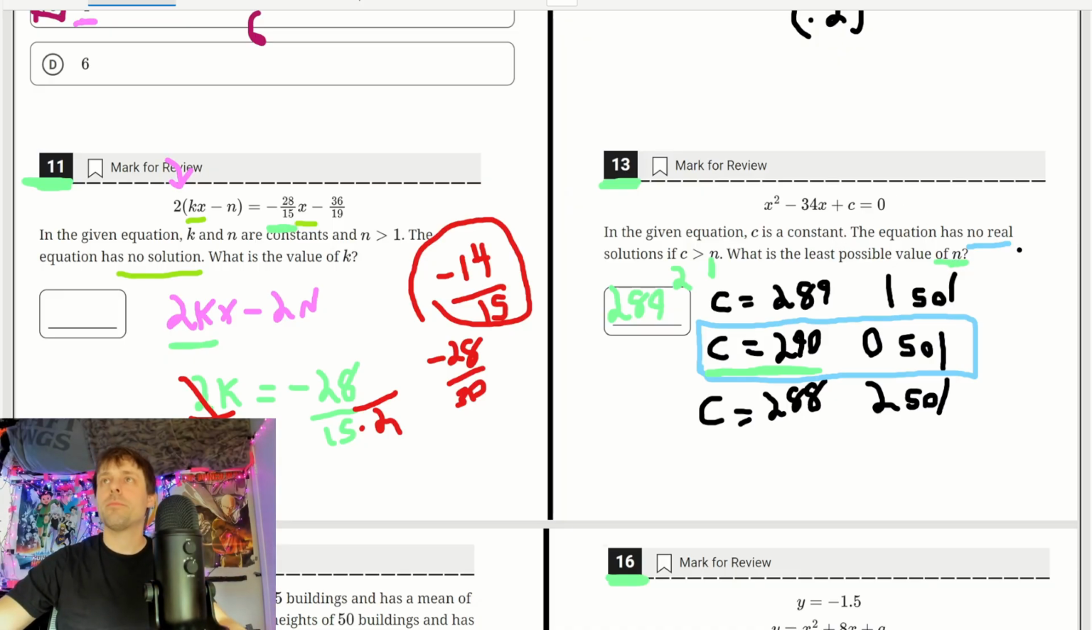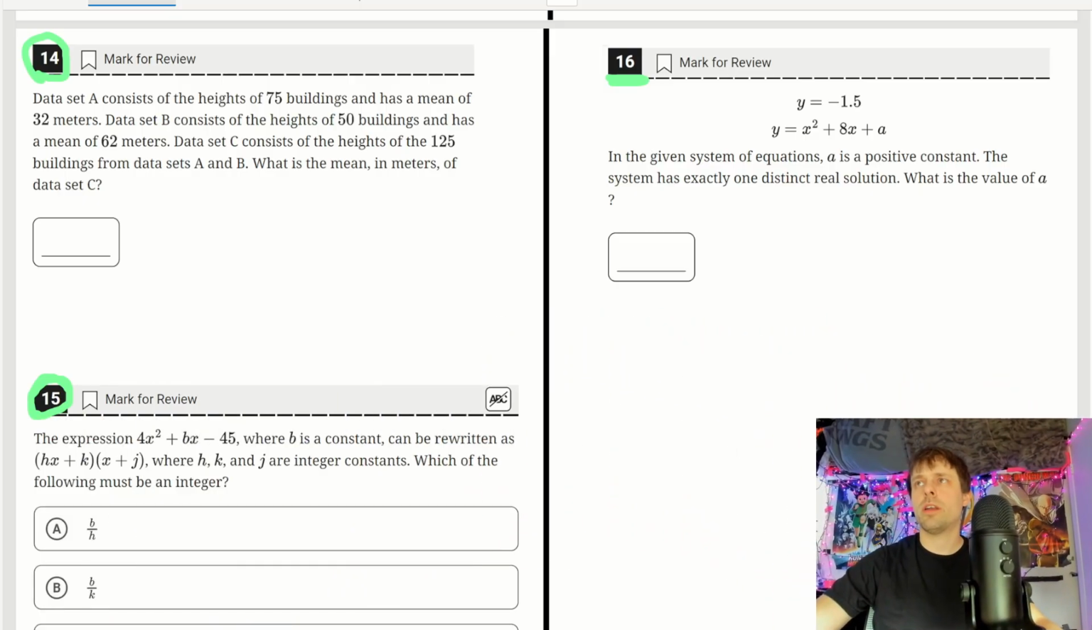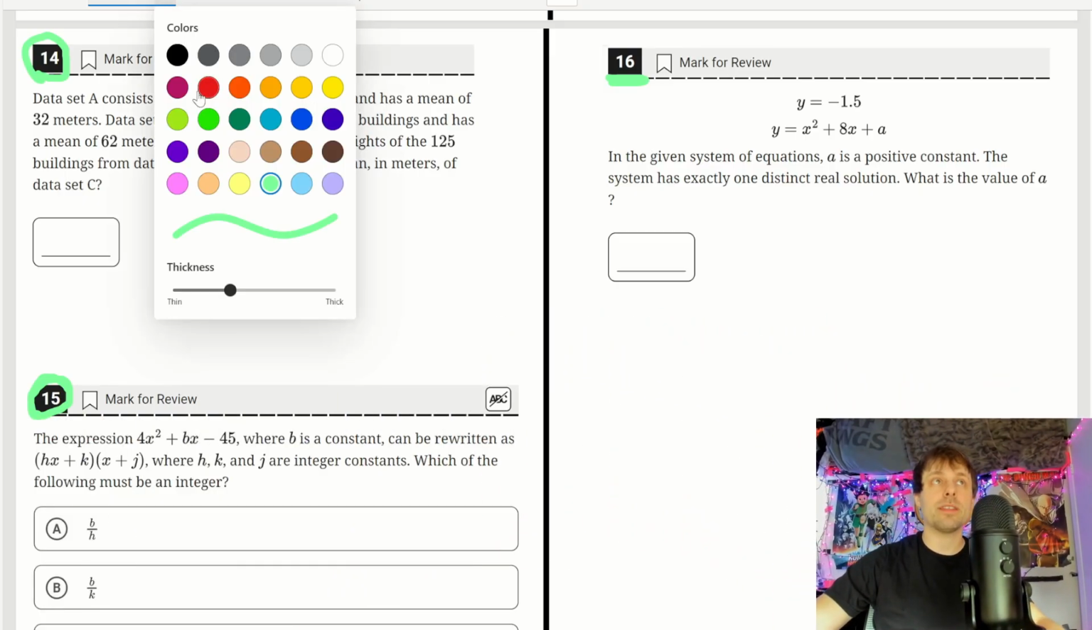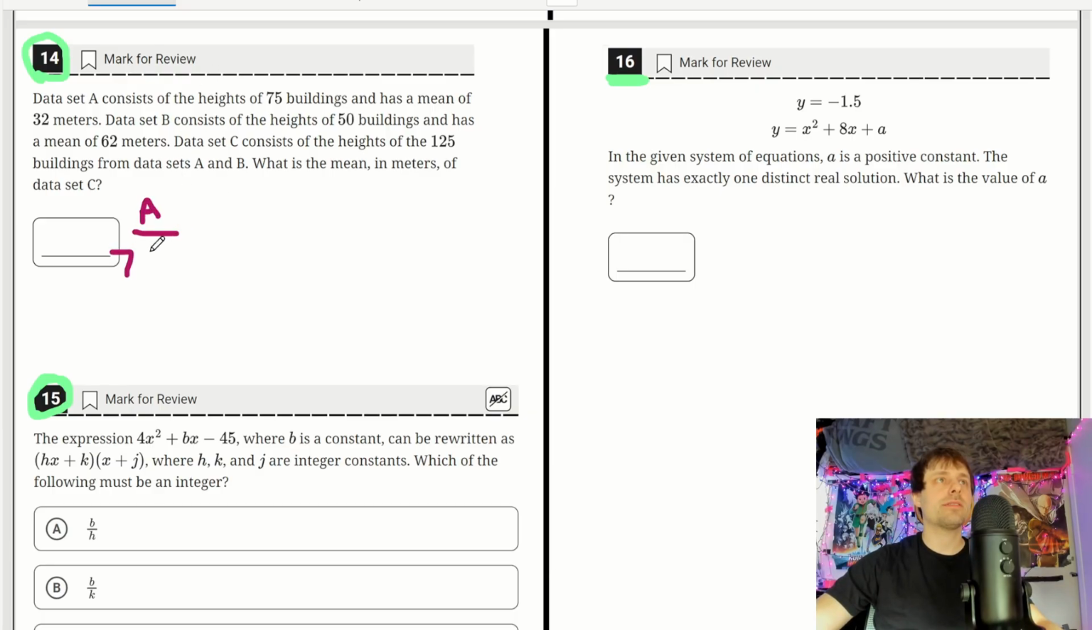So 289 for n. If I look down at number 14, this is another kind of classic one. You'll want to build a good habit with this. When you see, well, let's just go through it. So we have data set A, and it has 75 buildings that have a mean of 32. You can already see I'm starting to organize this in a way, and we'll kind of talk about it. Data set B has 50 buildings that have a mean of 62.